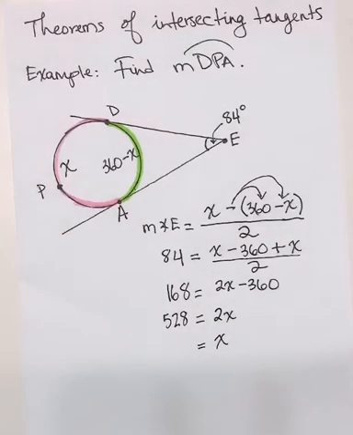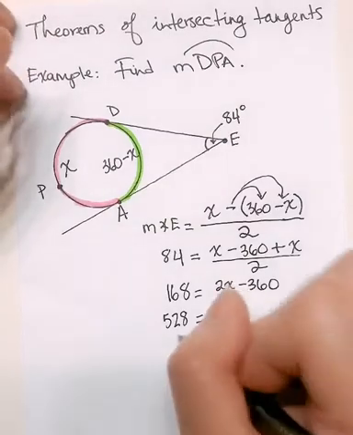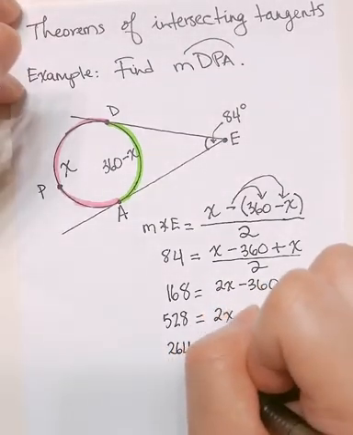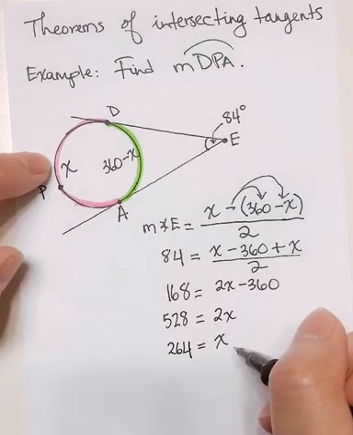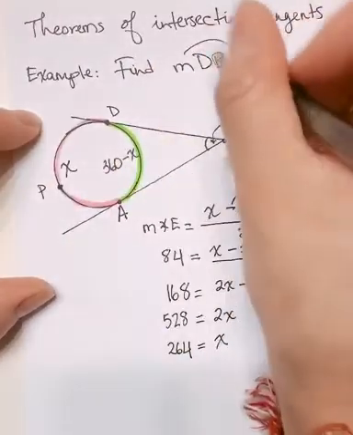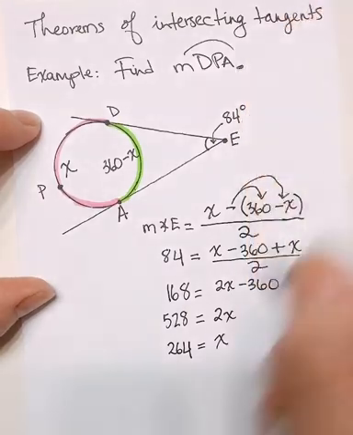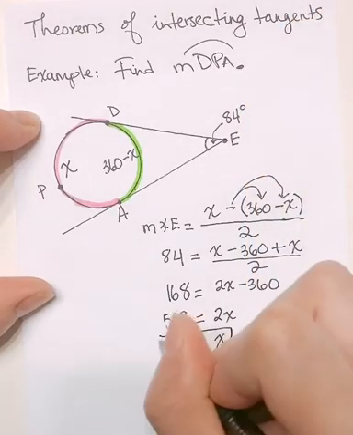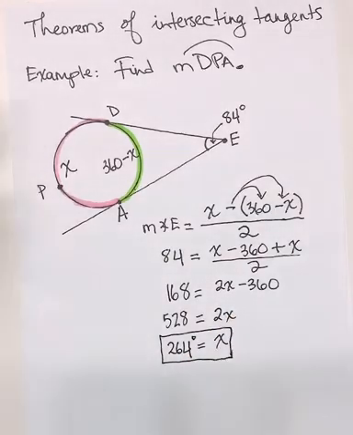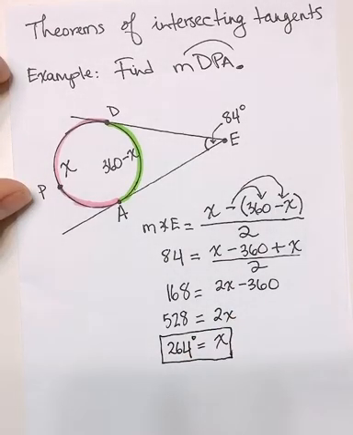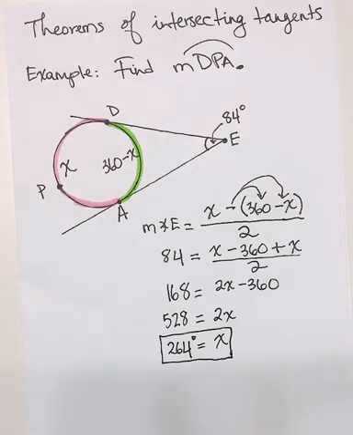I would get 264. 264 is the value of x. And since the value of x represents the major arc, I have answered the question. So x is the answer. And I can actually put a degree on there, right? So the major arc is 264 degrees, which makes sense because that's pretty big, right? It's smaller than 360, but it's pretty large. It's 264 degrees. So it makes sense.